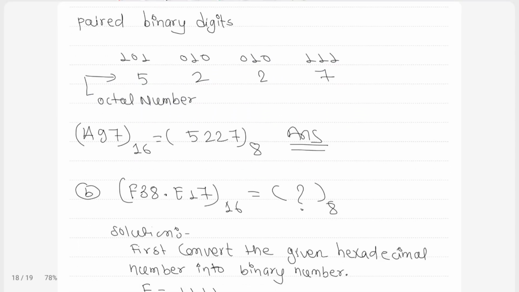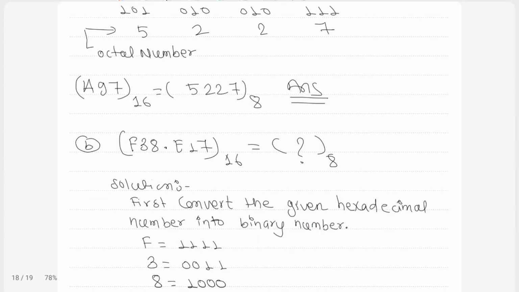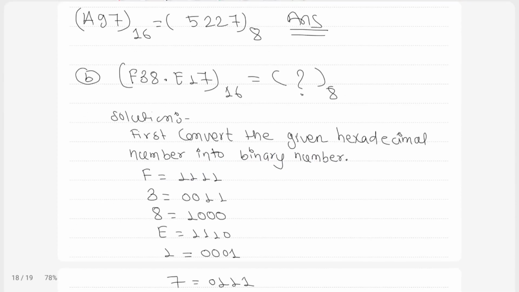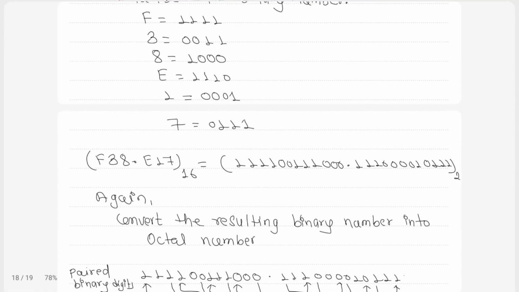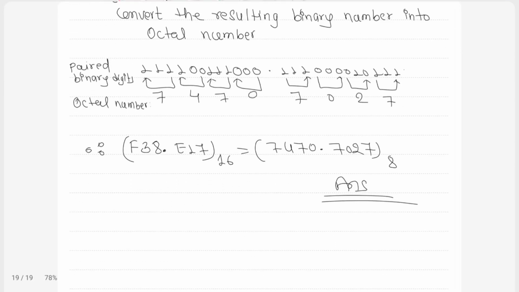Then after, when we have both integer part and fractional part, first of all we convert hexadecimal to a binary number, and then after again we convert binary into an octal number, in groups of 3 digits. We get our answer easily.